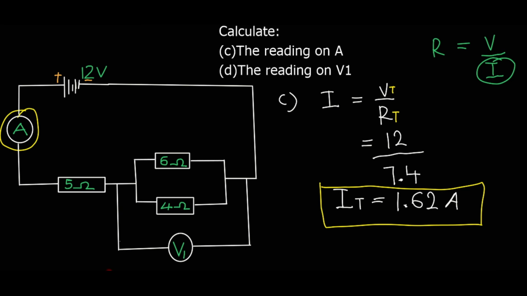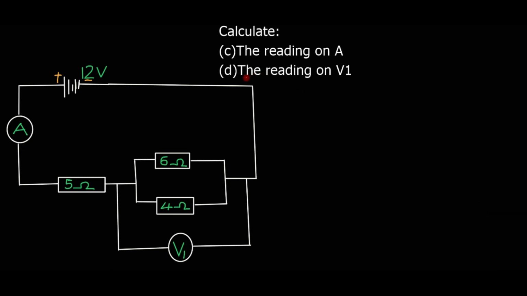Let's move to part D. Part D is the reading on V1. So this is our V1, and V is a voltmeter. It measures voltage or the potential difference. This V1 is connected between this point and this point. It measures the voltage across the parallel resistors. Actually, the question is to calculate the voltage across the parallel resistors.